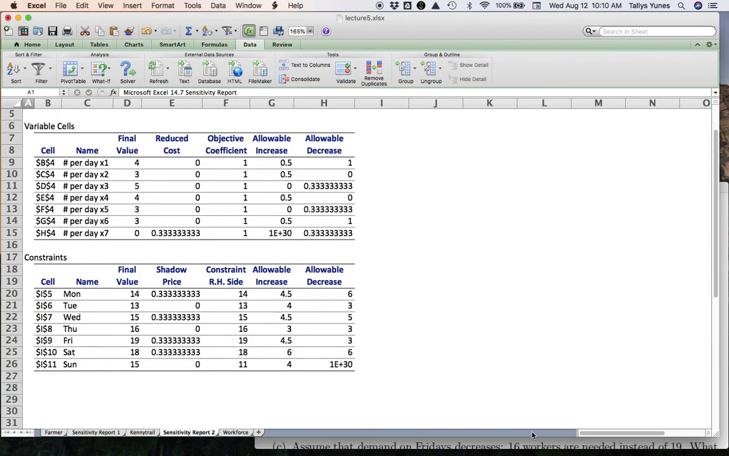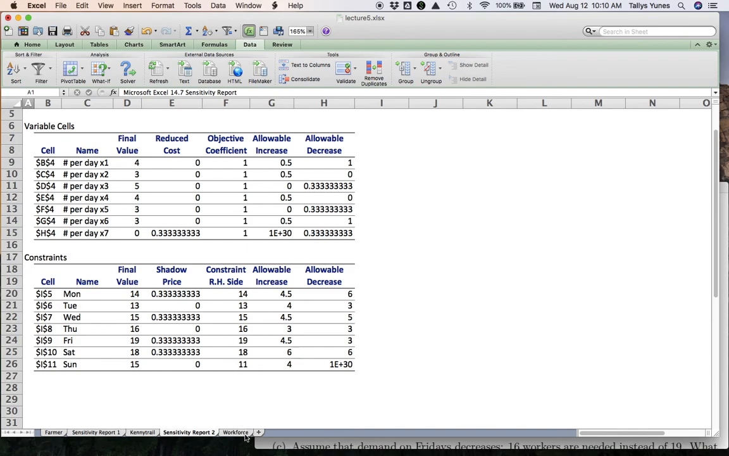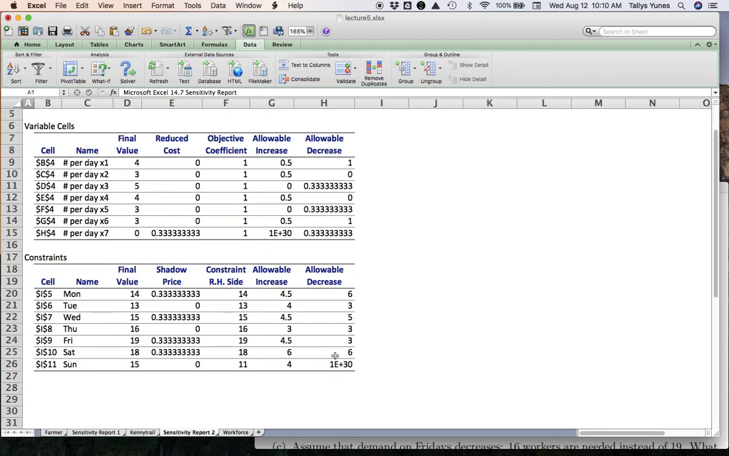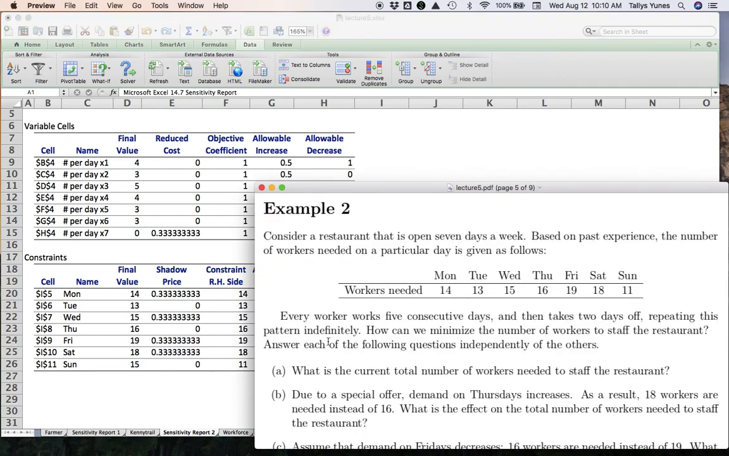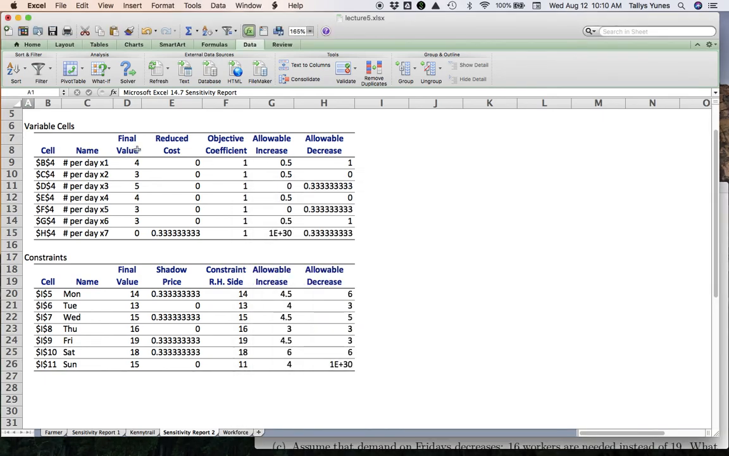Let's go to the questions then. Here we go. If you did not have access to this sheet here, where the answer is, but I only gave you this one, could you tell me what is the current total number of workers needed to staff the place? Well, to find that out, you go to the final, so this is a question about your variable, so you go to the top table, find the final value column.